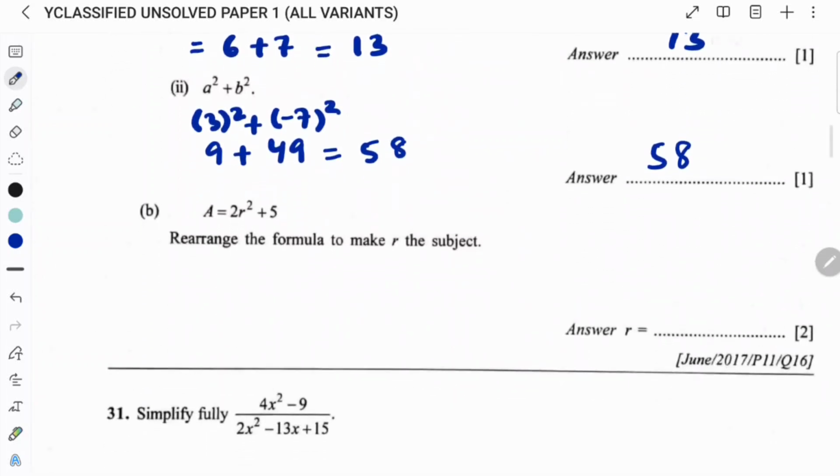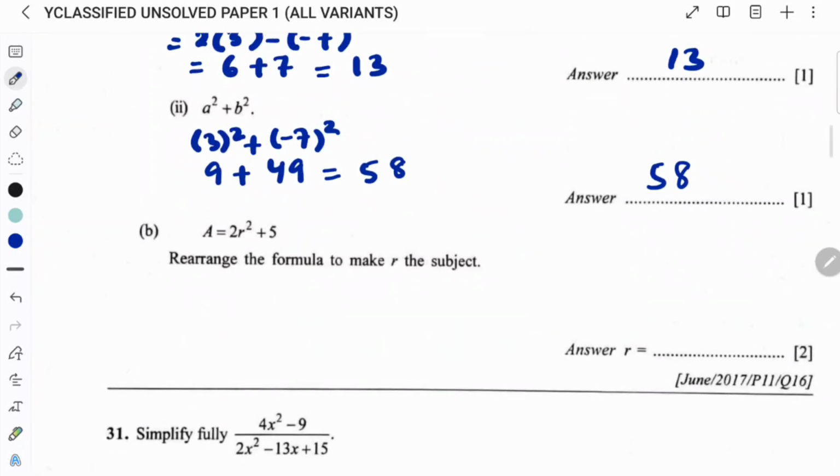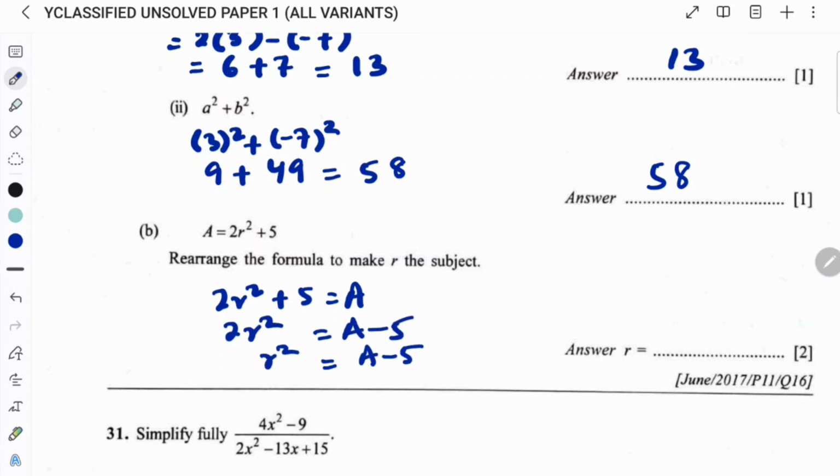Okay, the next part, rearrange the formula to make r the subject. Remember, we are making r the subject. 2r square plus 5 is equal to a. I write like this because on the left side I want to keep r. So 2r square is equal to a minus 5. R square is a minus 5 upon 2.